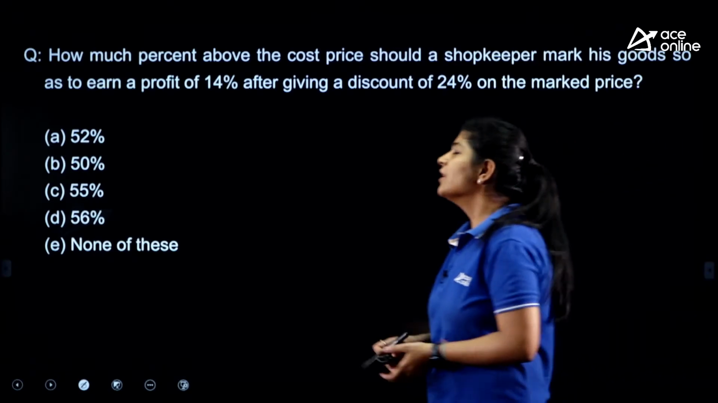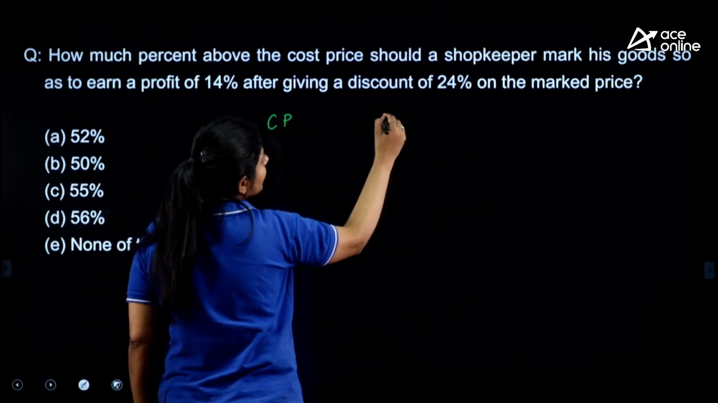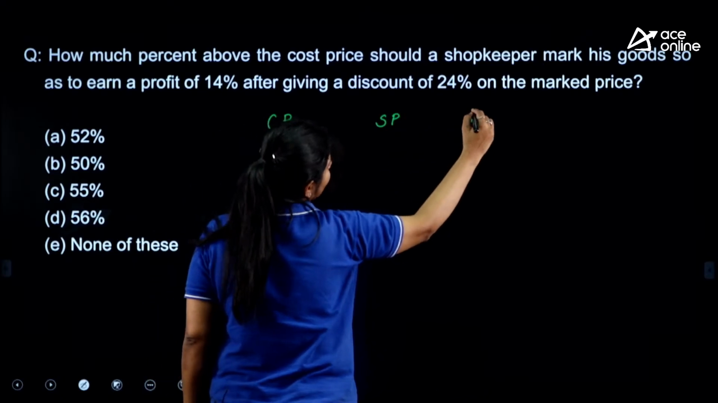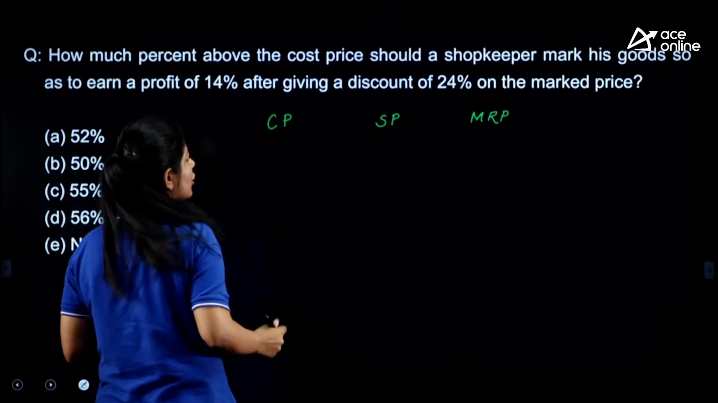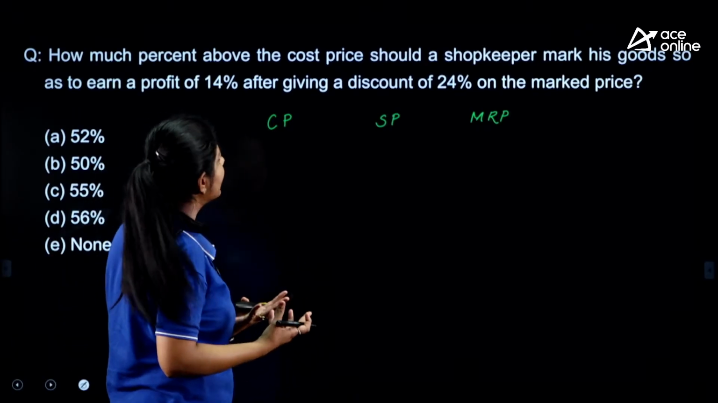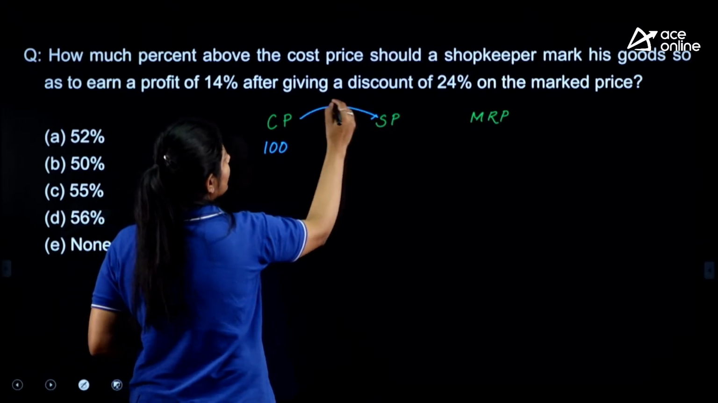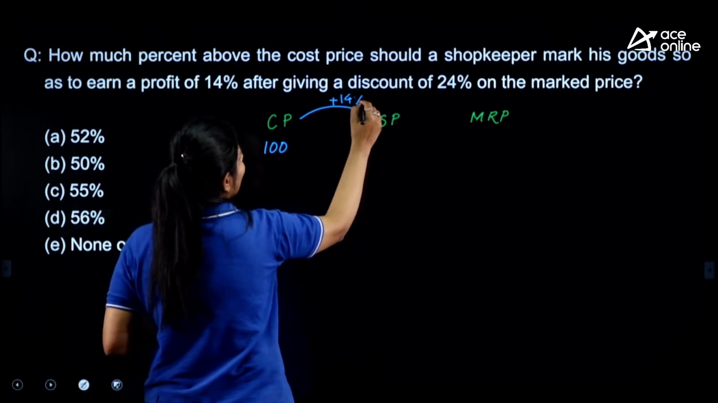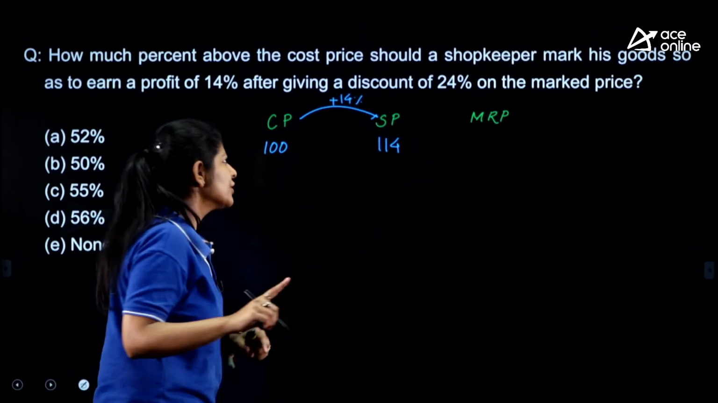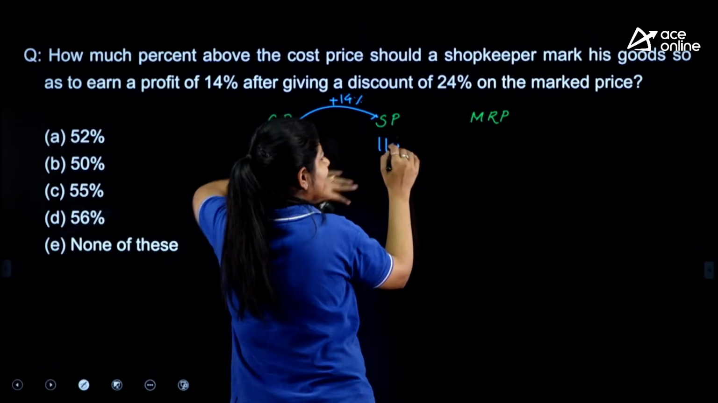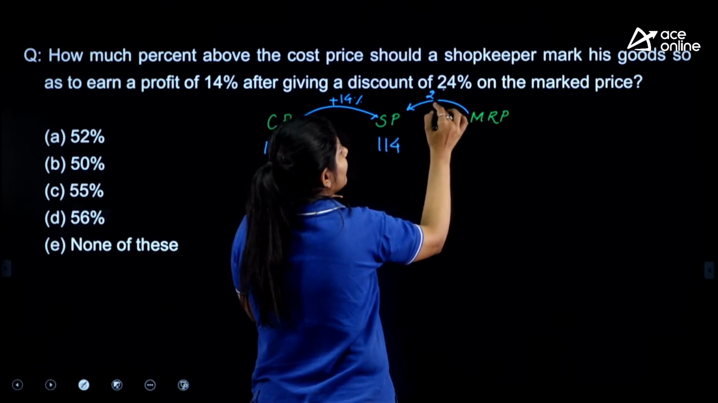Very good, Radhim. So we can just simply assume, now we know that we are having three values: cost price, selling price and the marked price, right? I am just assuming that the cost price of whatever item we are having is 100 rupees. And if I am getting a profit of 14% on it, that means the selling price is 114, right? But the question is saying that we are selling it at 114, but after giving a discount of 24%.